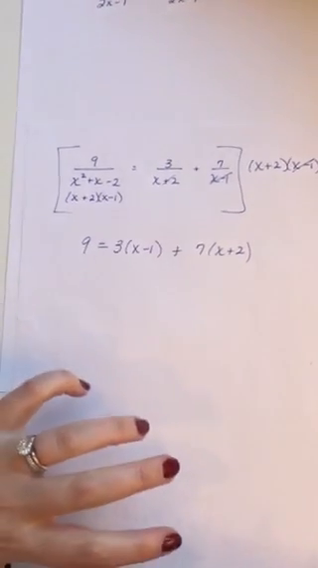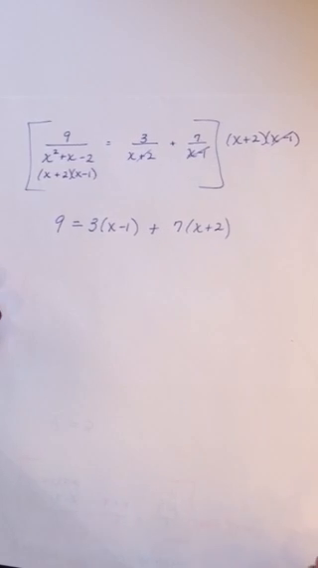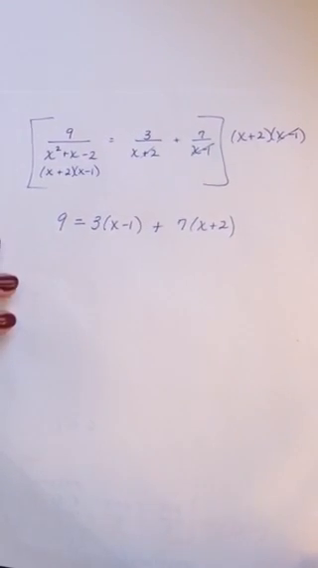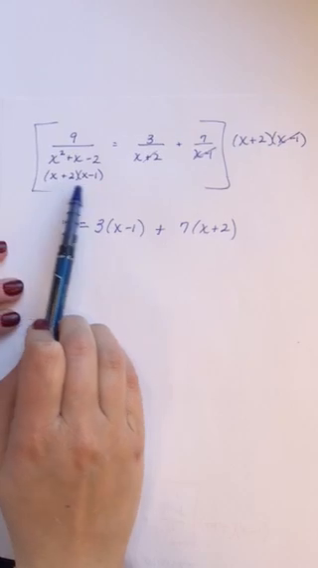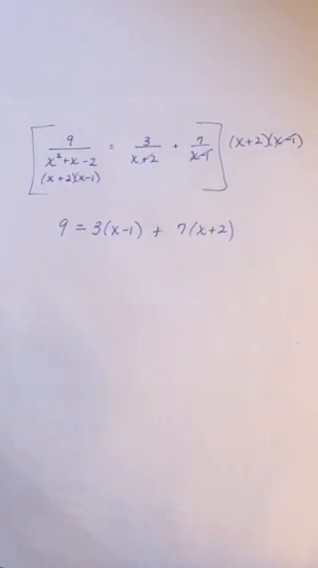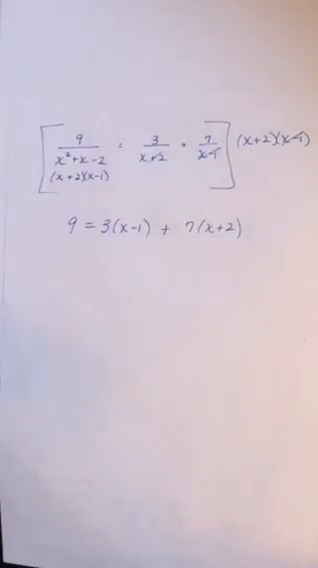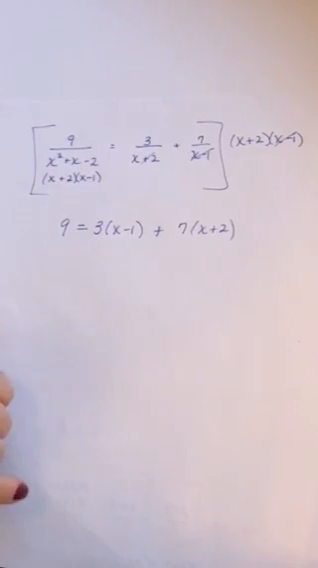From here, it's very straightforward. Distribute, solve for x. What you want to do at the very end is check your answer. You want to make sure that x is not equal to -2 or +1, because -2 and +1 would make the fractions undefined. So again, just distribute and solve. Make sure your answers are not -2 or +1. So that's the first question.